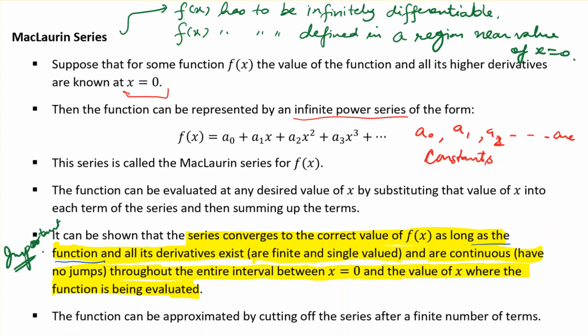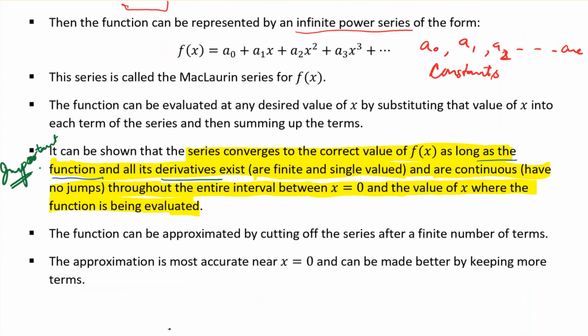So far we learned that the important conditions are that the function needs to be infinitely differentiable and all the derivatives should exist for a correct value of f(x) using the series. So all the derivatives should exist and the function should be continuous. There should be no jumps. So it should be defined in the region near the value x equals 0.